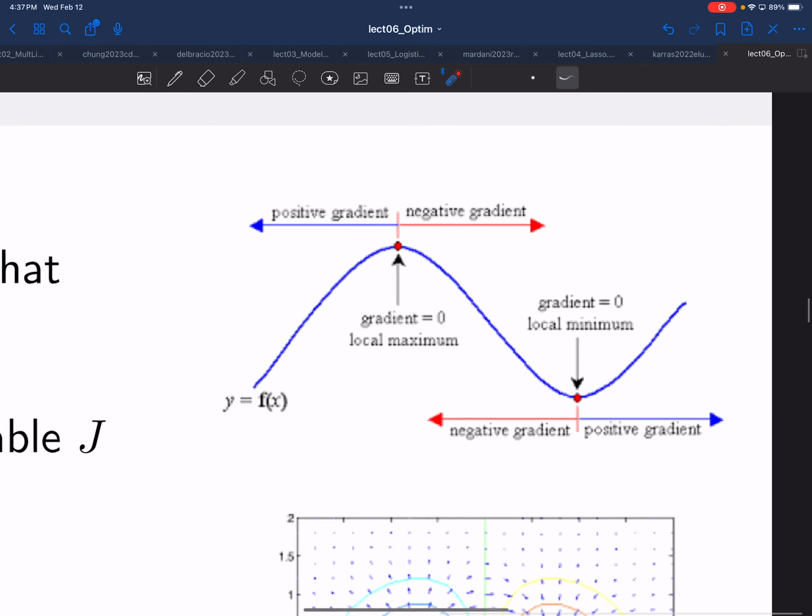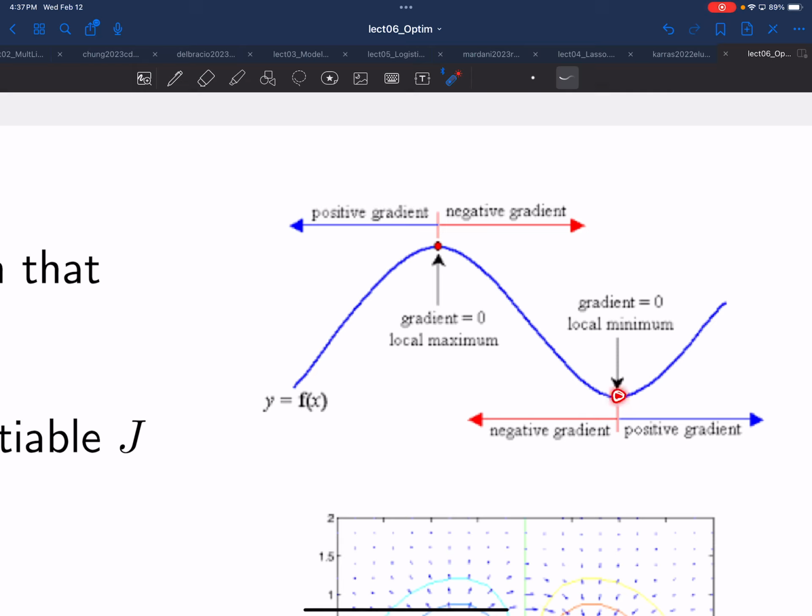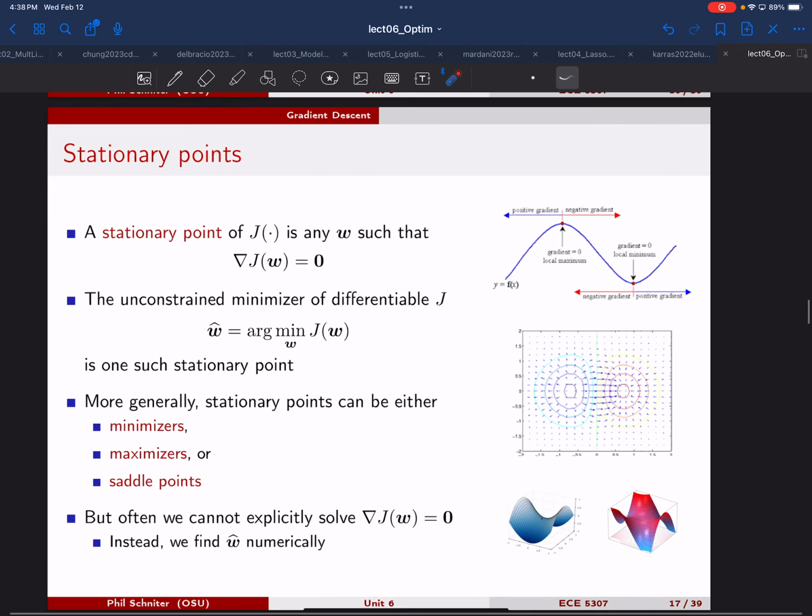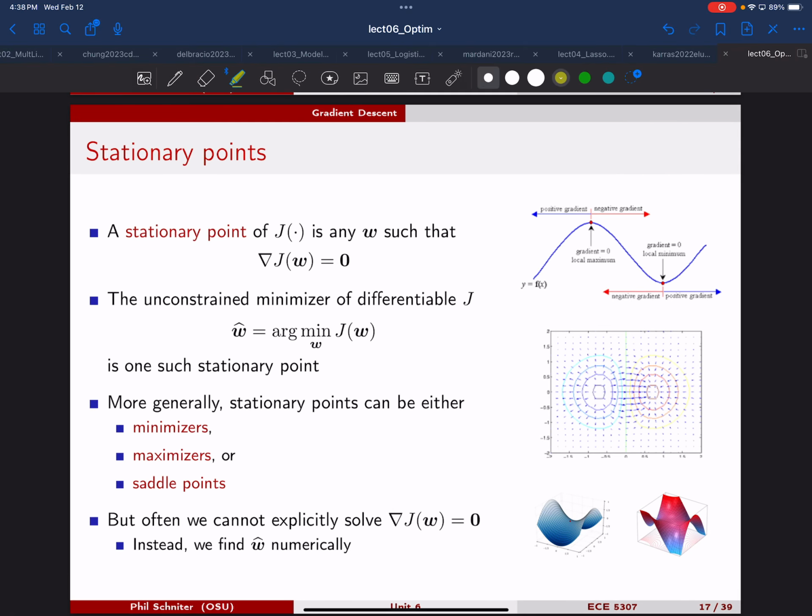Here's an example of a function which has a minimum over here, and you can see, yes, the slope at that minimum is in fact 0, but it also has a maximum, and you can see that the slope at the maximum is also 0. So when you say, I'll just find the location where I get 0 gradient or 0 derivative, you don't actually know whether you're going to get a minimum or a maximum. You could get either.